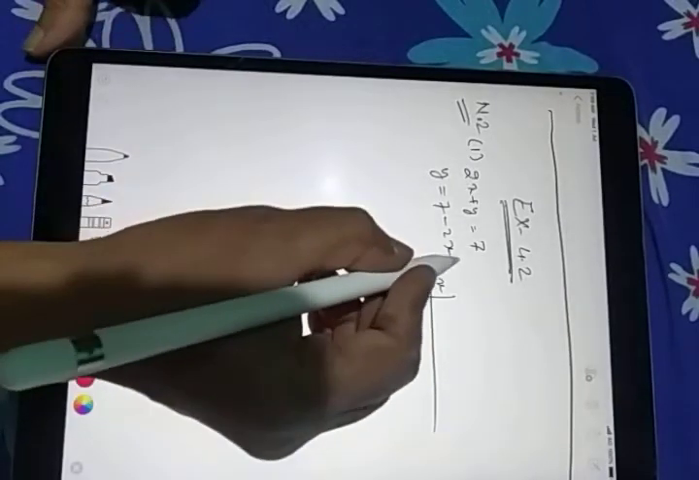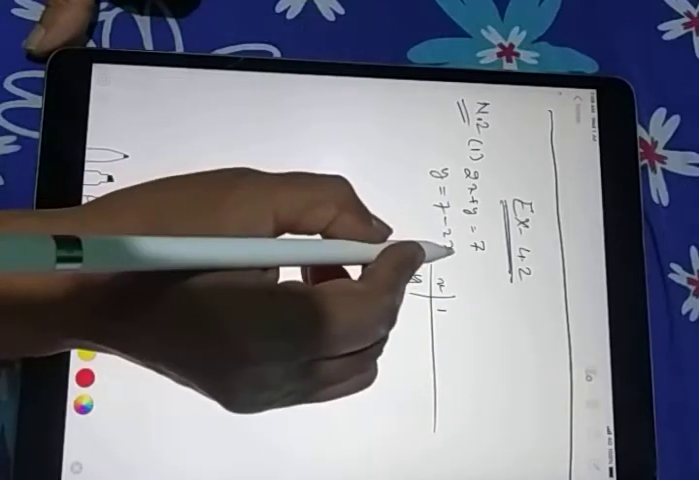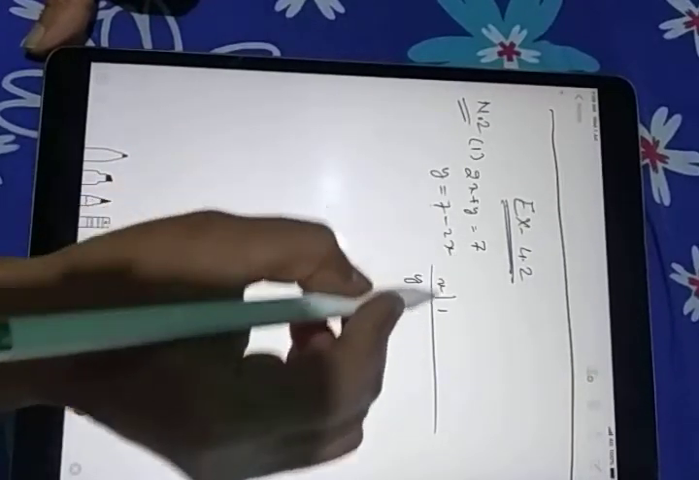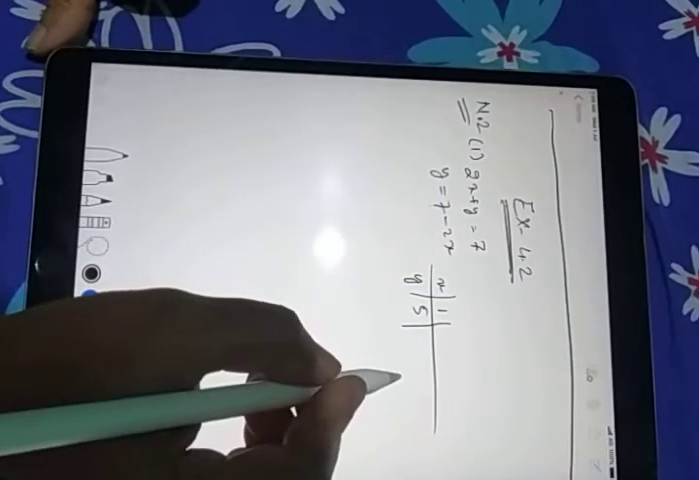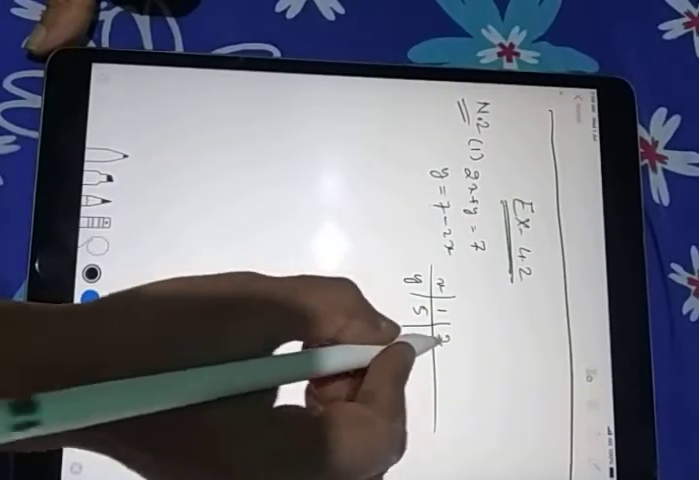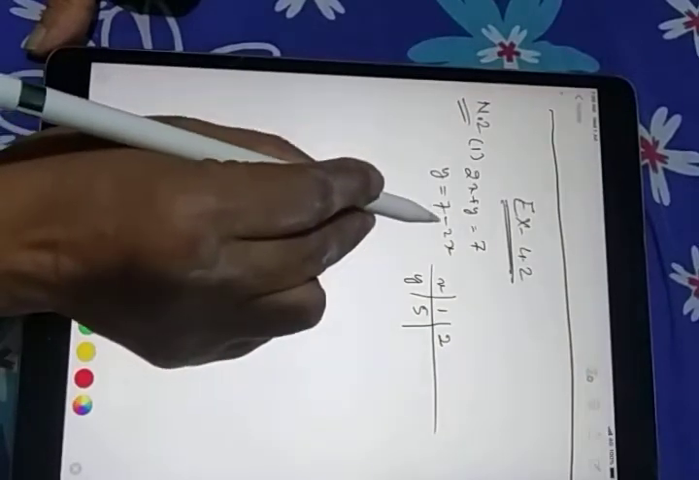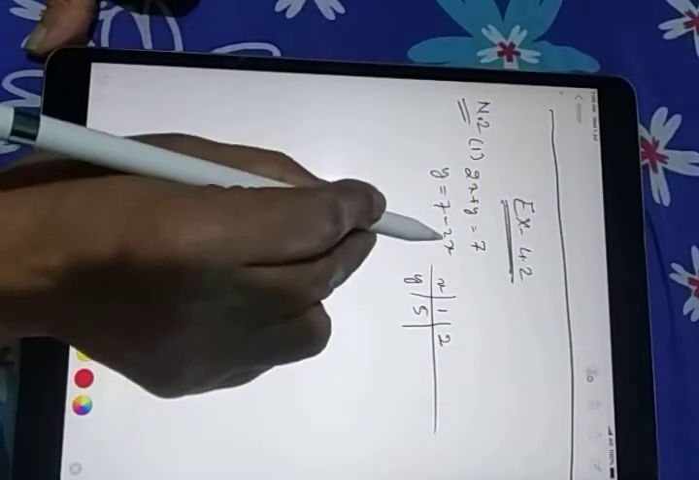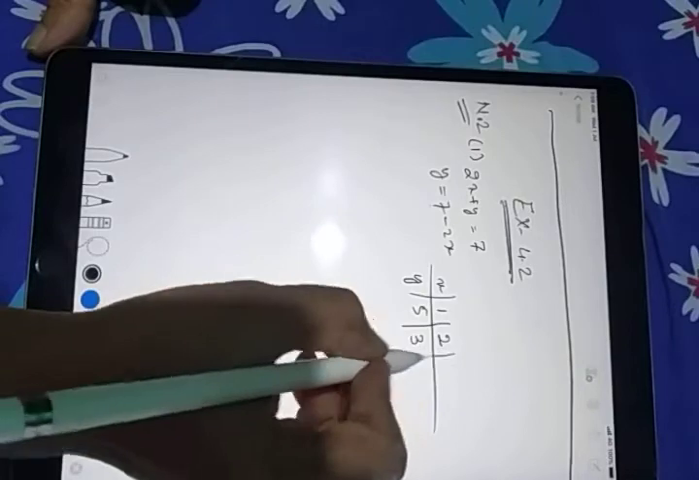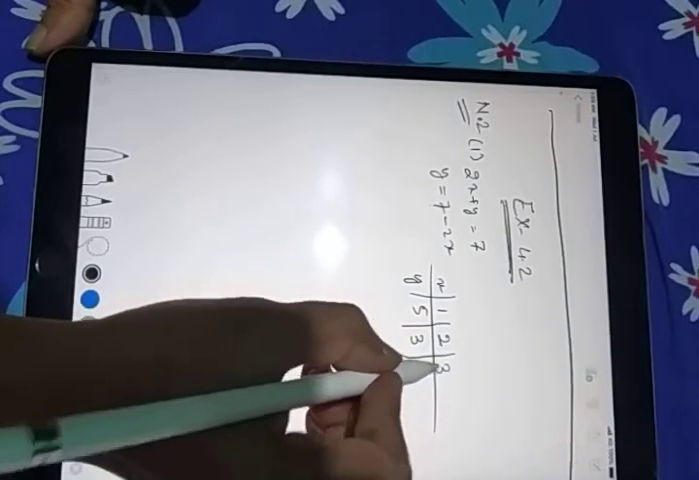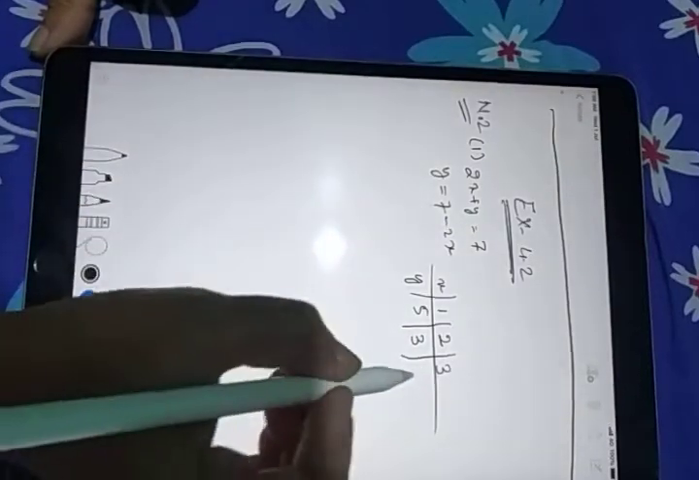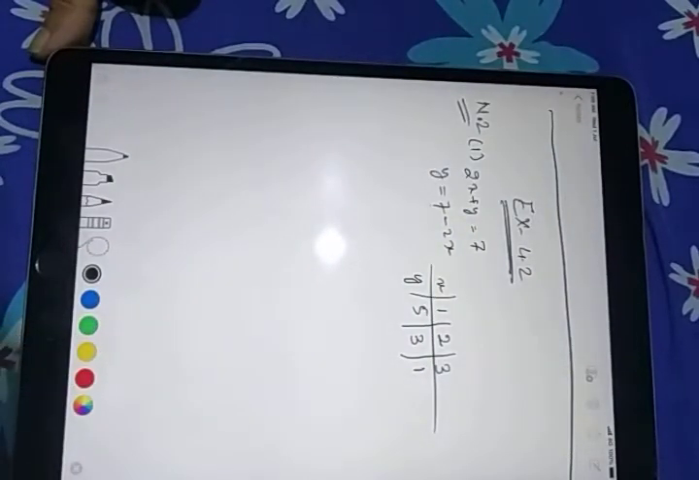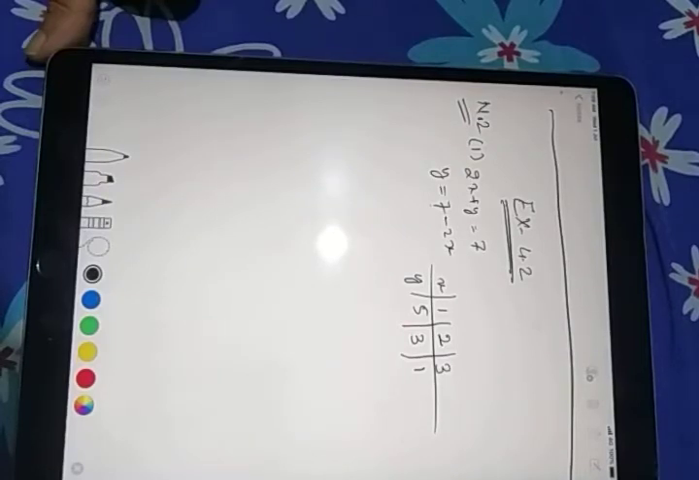If x equal to 1, that means this will be 7 minus 2 into 1, 7 minus 2, that is equal to 5. y will be equal to 5. If x equal to 2, then y will be 7 minus 2 into 2, 4. 7 minus 4 is 3. Similarly, if x equal to 3, y will be 7 minus 2 into 3, which is 6. 7 minus 6 is 1. So, like this, you will get 3 solutions.